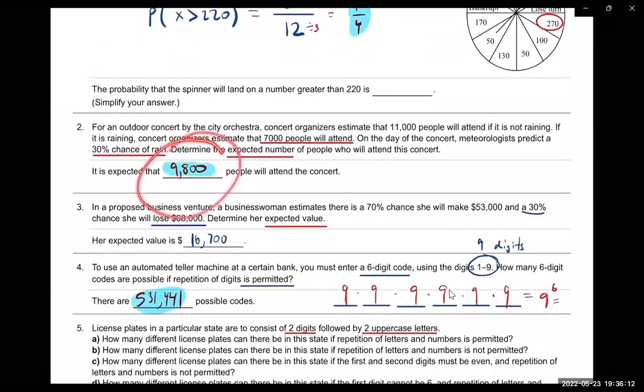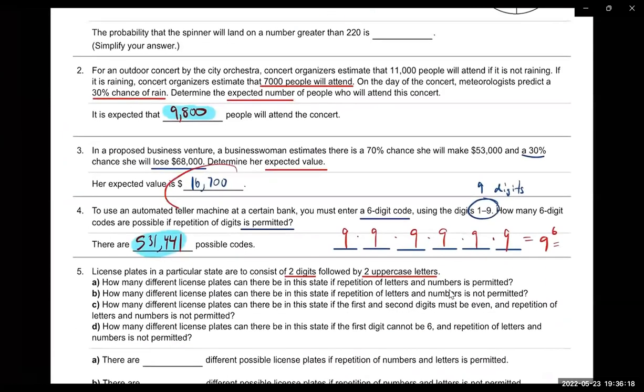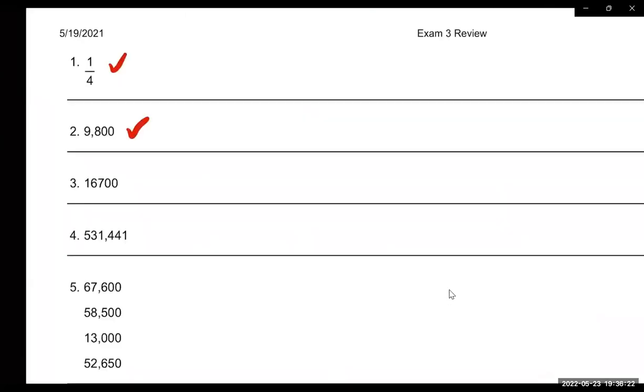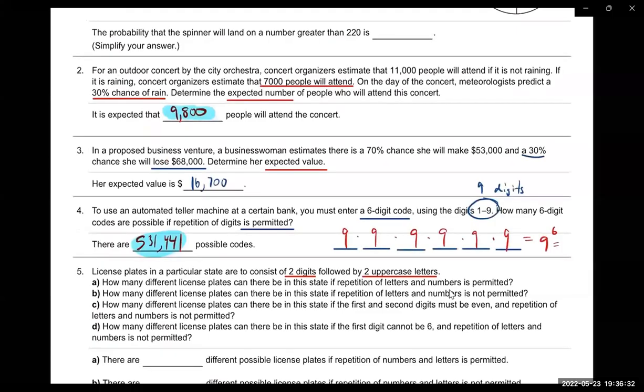Number two, let's check this one. Yep, we got that one right. Number three. Let's see if we got that one right. 16,700. Yep. Number four, I think we got that right too. 531,441. Yep, we got that one right. All right, the next one.